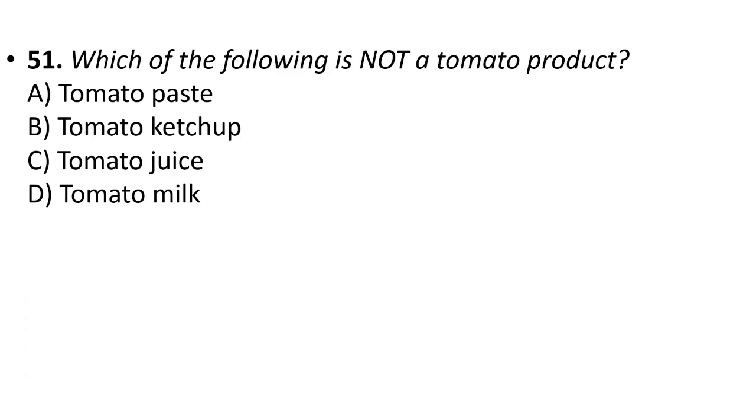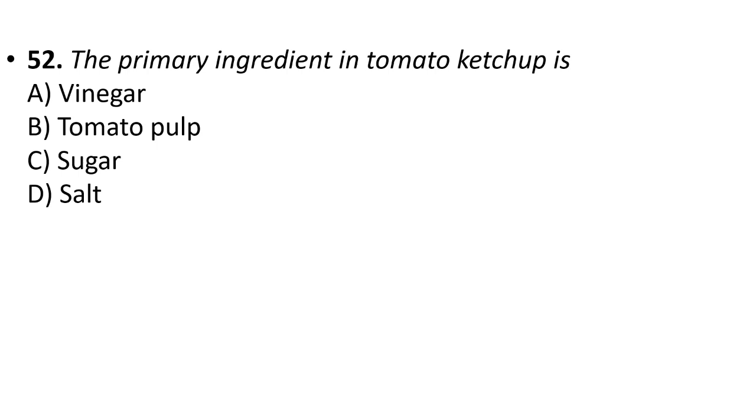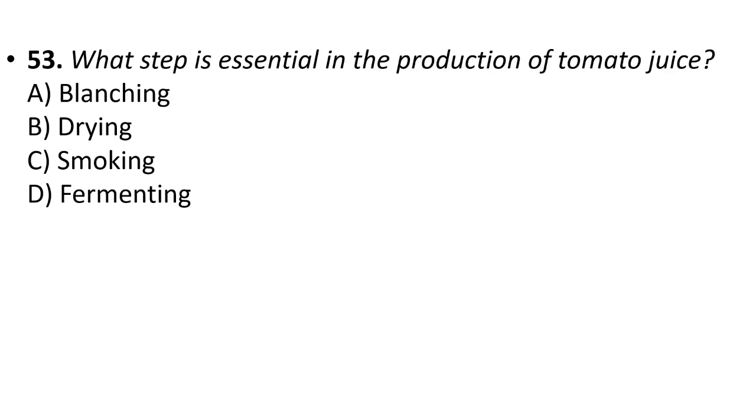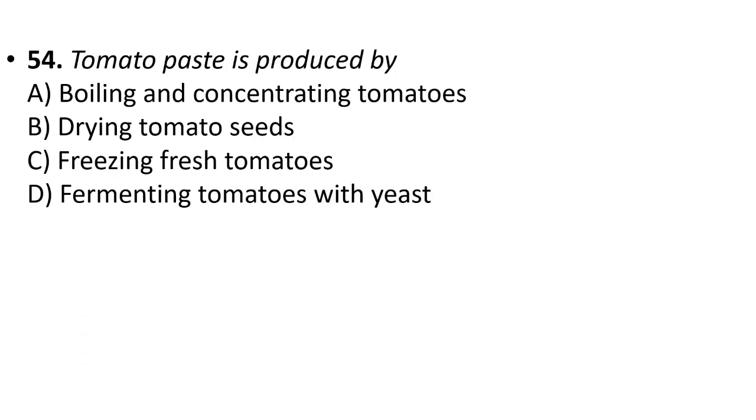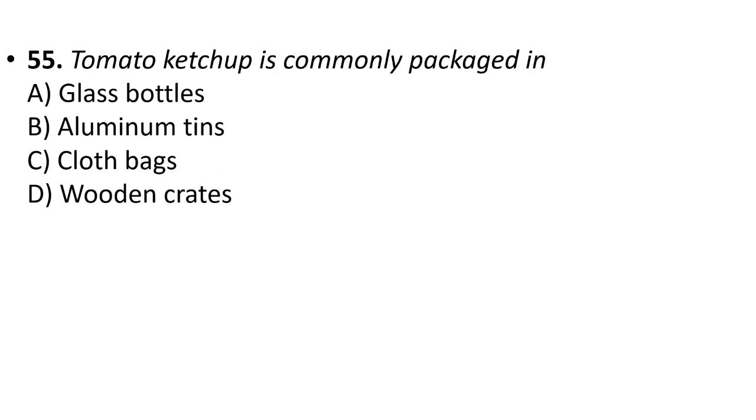51. Which of the following is not a tomato product? Tomato paste, tomato ketchup, tomato juice, tomato milk. Your answer is option D, tomato milk. 52. The primary ingredient in tomato ketchup is vinegar, tomato pulp, sugar, salt. Your answer is option B, tomato pulp. 53. What step is essential in the production of tomato juice? Blanching, drying, smoking, fermenting. Your answer is option A, blanching. 54. Tomato paste is produced by boiling and concentrating tomatoes, drying tomato seeds, freezing fresh tomatoes, fermenting tomatoes with yeast. Your answer is option A. Boiling and concentrating tomatoes.